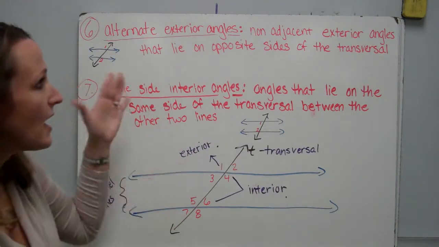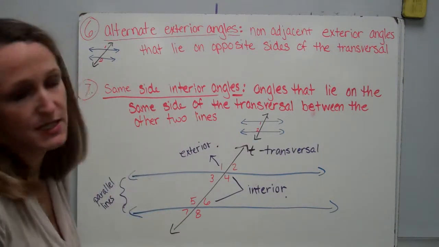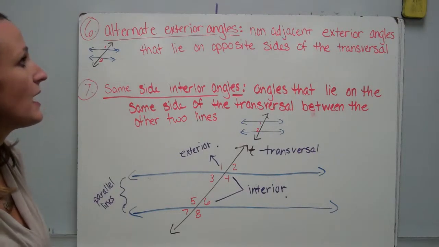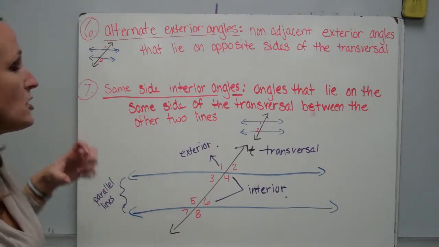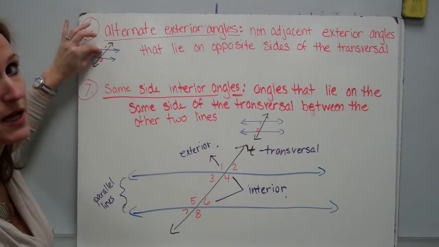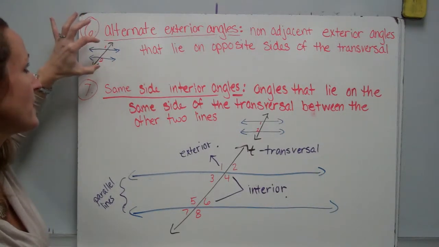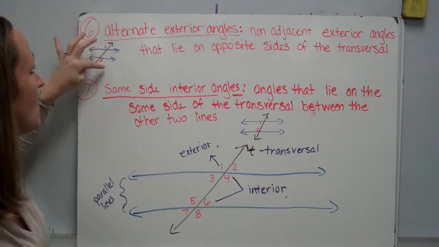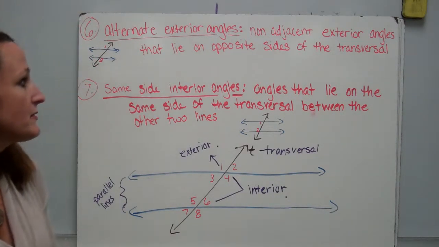Okay, alternate exterior angles are non-adjacent exterior angles that lie on opposite sides of the transversal. So much like our alternate interior angles were in between the two parallel lines, our exterior angles are on the outside of those parallel lines, also on opposite sides of the transversal.